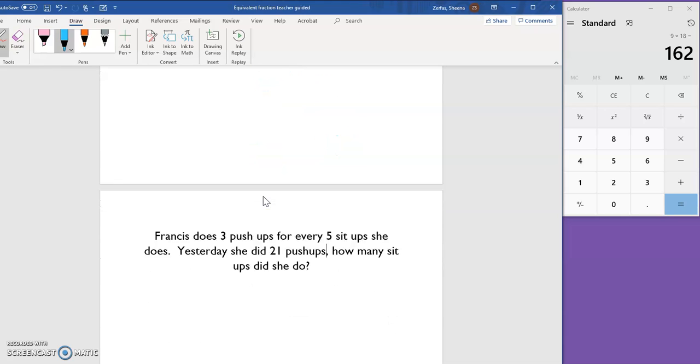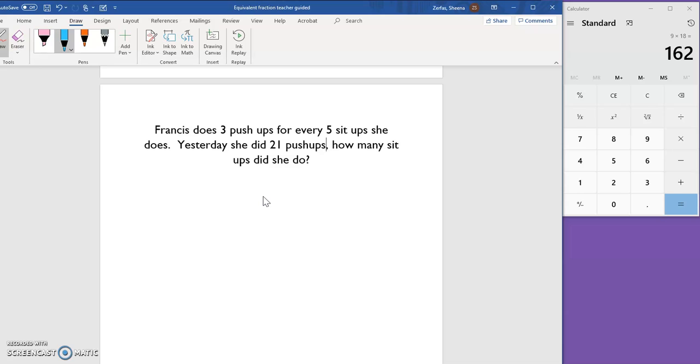Let's apply this now to a word problem. Frances does 3 push-ups for every 5 sit-ups. Yesterday she did 21 push-ups, and we want to know how many sit-ups she did. So I can tell this is a little bit different because I need to write my two fractions. How I know that I can write these as fractions is we are familiar with this term for every as a common use of a ratio. So I'll start by putting this first sentence in fraction form. So 3 for every 5 sit-ups.